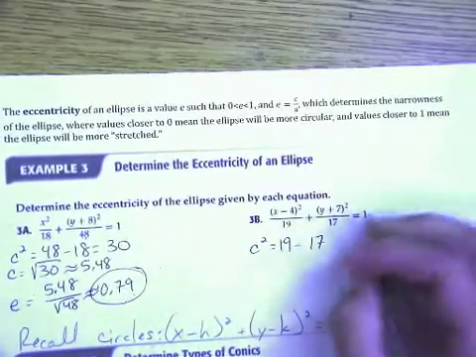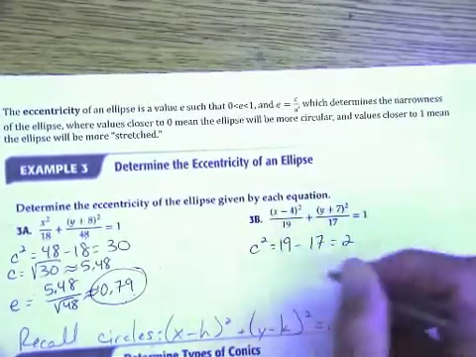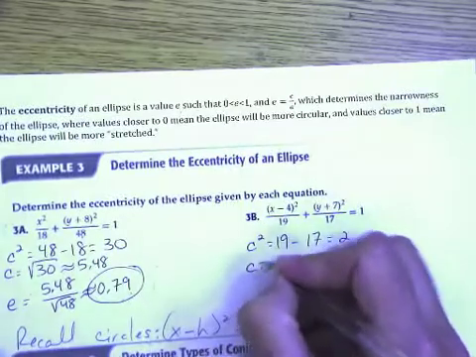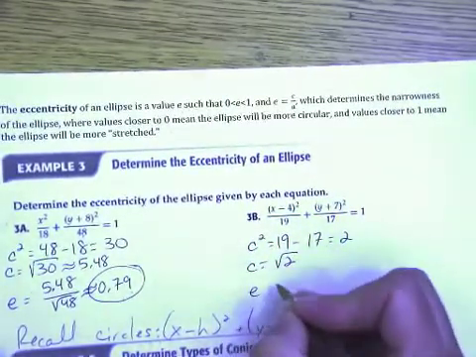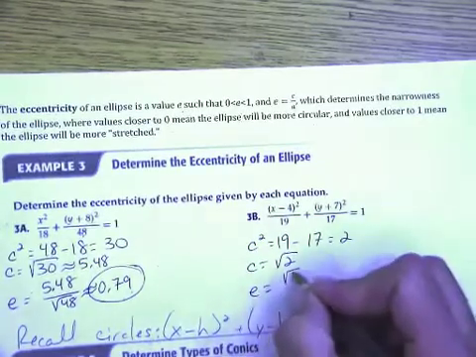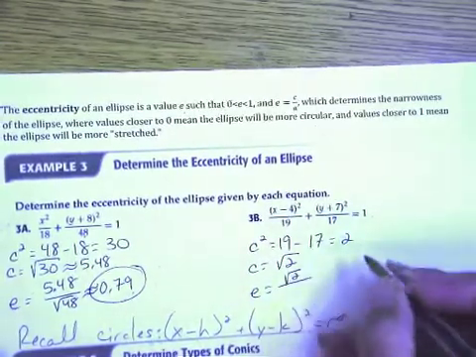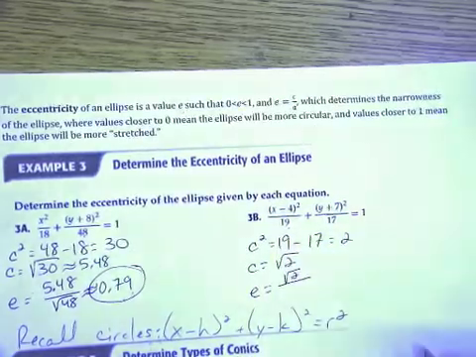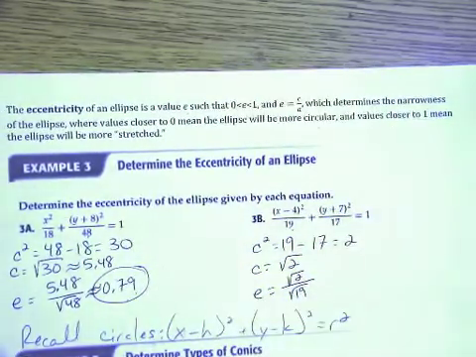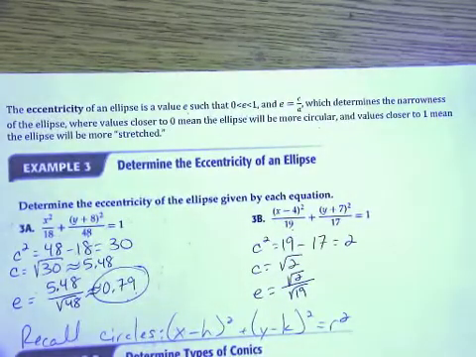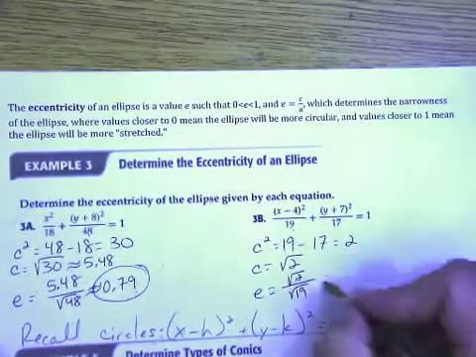Let's consider this one. C squared equals A squared minus B squared, so that's 2. So C is the square root of 2, and that means my eccentricity is the square root of 2 over the square root of 19. So in your calculator, you evaluate that.